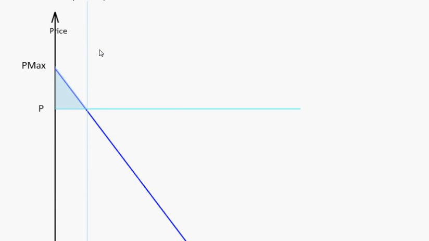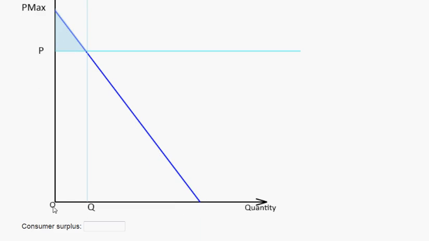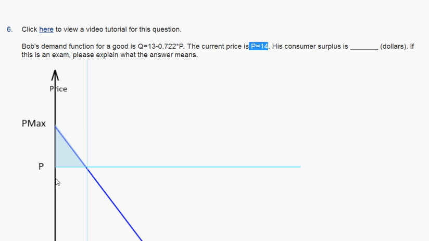Alright. To calculate the area of this triangle, first of all, we need to know the height. We need to know the base of this triangle, and then we can calculate the area. Well, the height of this triangle is equal to P max minus P. We know P. P is equal to 14. What's P max? Well, when the price is equal to P max, the quantity demanded is equal to 0. So we can calculate the P max by setting the quantity demanded equal to 0.